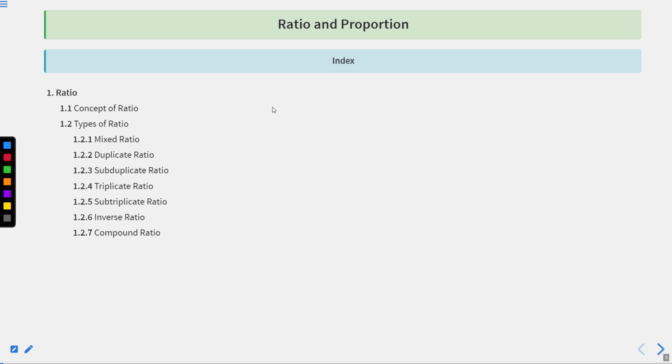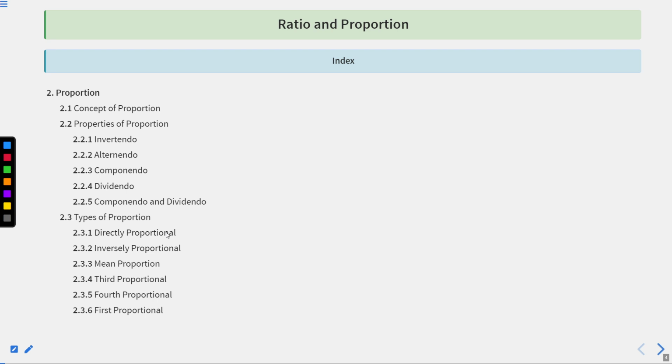So we will start with ratios, and first of all we are going to study the concept of ratio, and then we will study types of ratio, in which we will study mixed ratio, duplicate ratio, subduplicate ratio, triplicate ratio, subtriplicate ratio, inverse ratio, compound ratio.